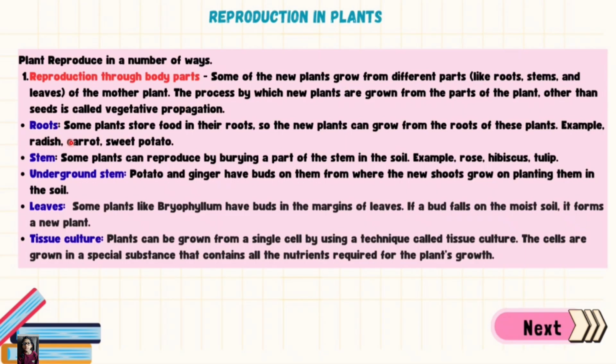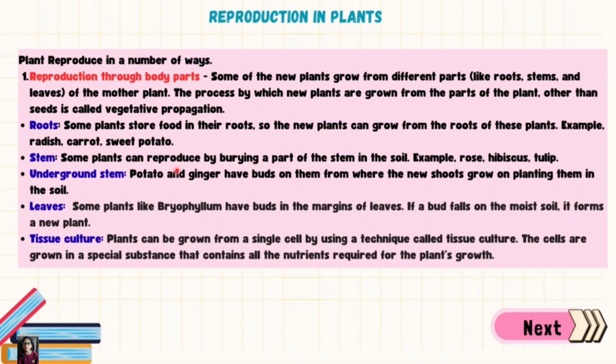Through roots. Some of the plants store food in their roots, so the new plants can grow from the roots of these plants. Example, carrot, radish, and sweet potato. So if we plant the carrot root in the soil, it will grow into a carrot plant.